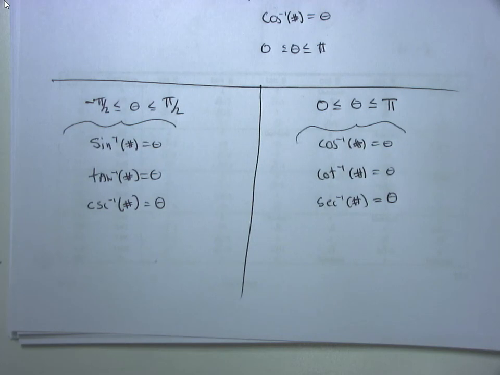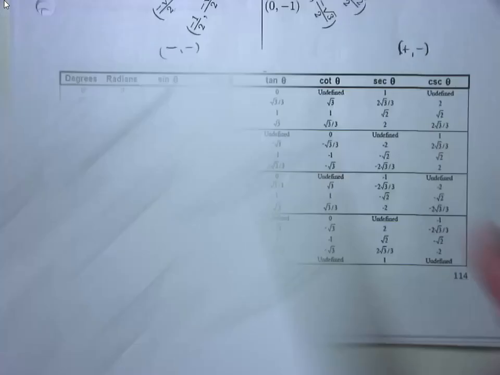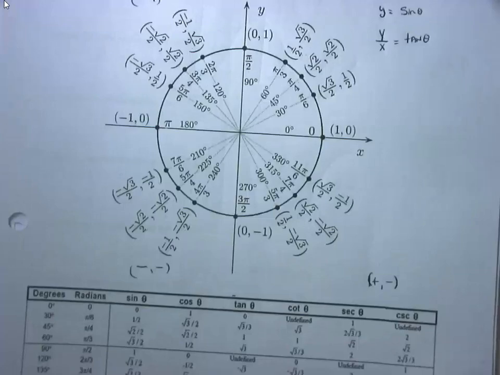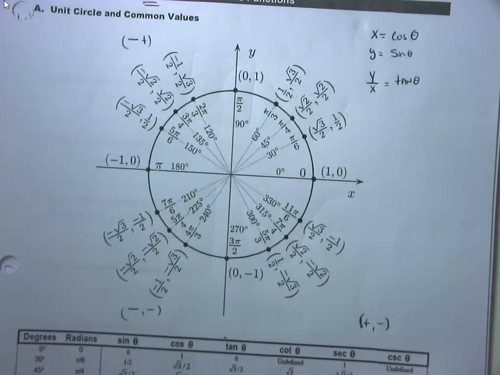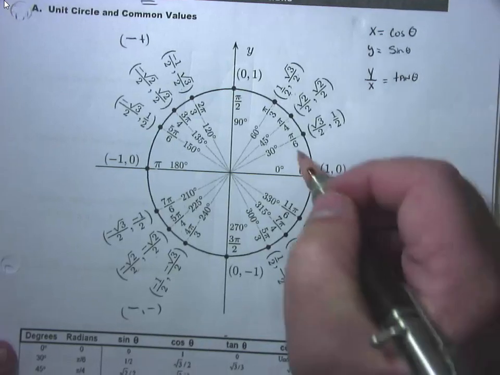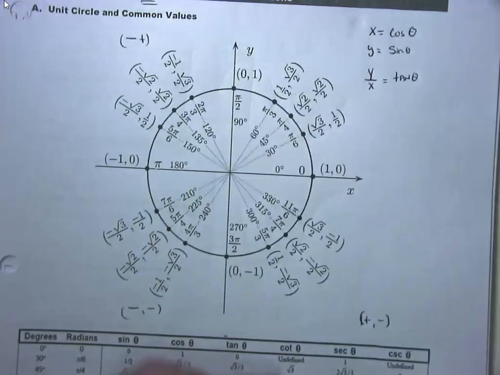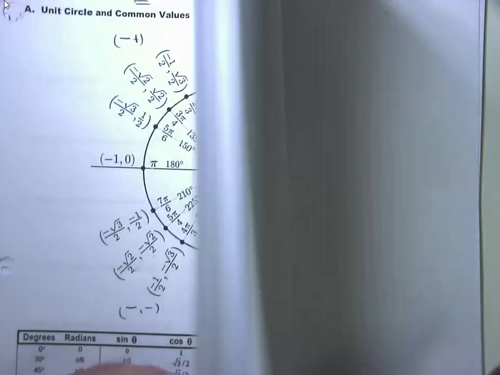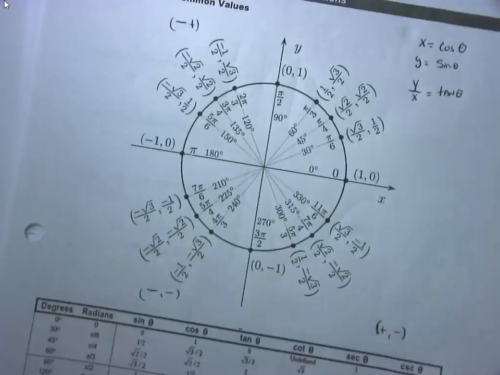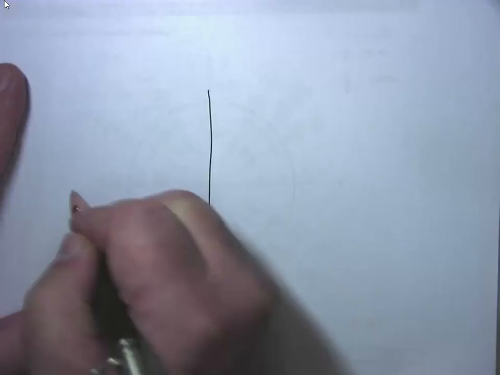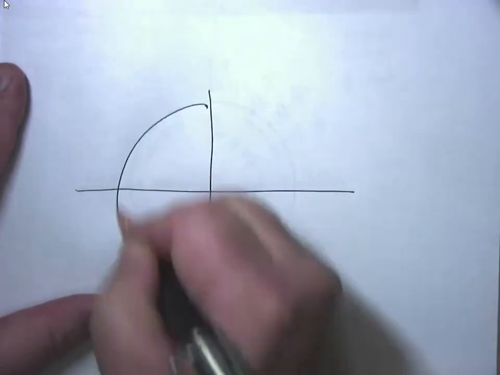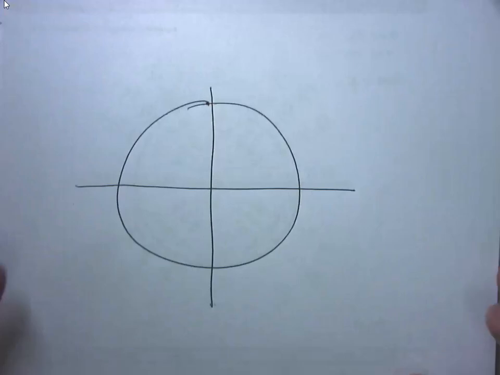Which means, when I look at this unit circle from the restricted domain perspective, well, let me just draw it on. I hate to mess up my beautiful picture here. All right, here is my unit circle. You with me?